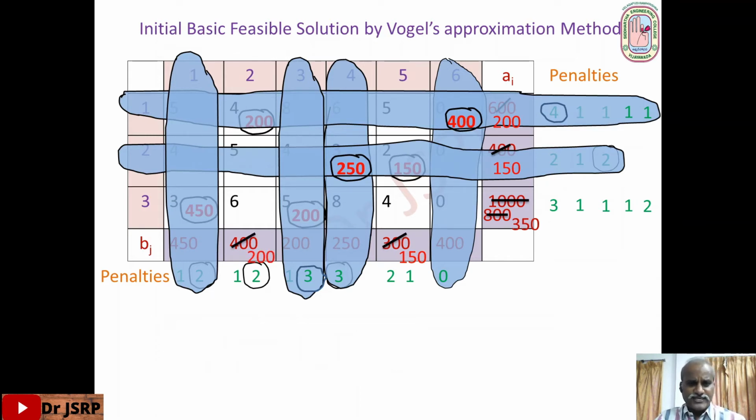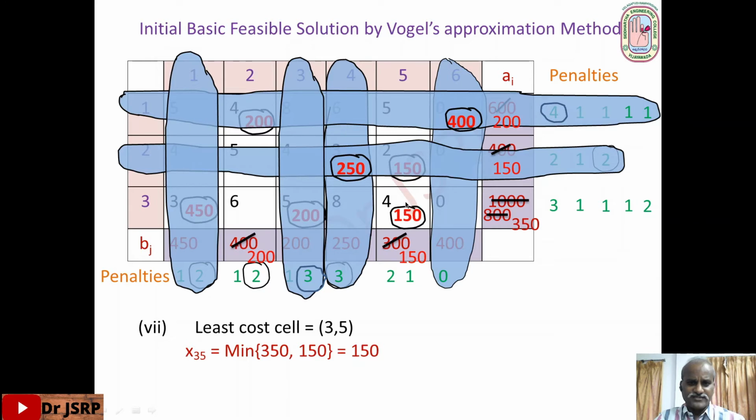Now we have only two cells. We need not find penalties. Among these two cells, least cost cell is 35 cell. This is least cost cell. So X35 is called minimum of available 350, requirement 150. So that is minimum is 150.